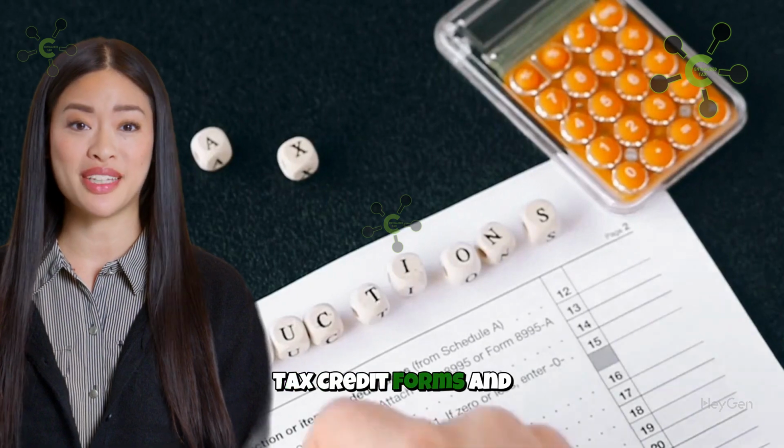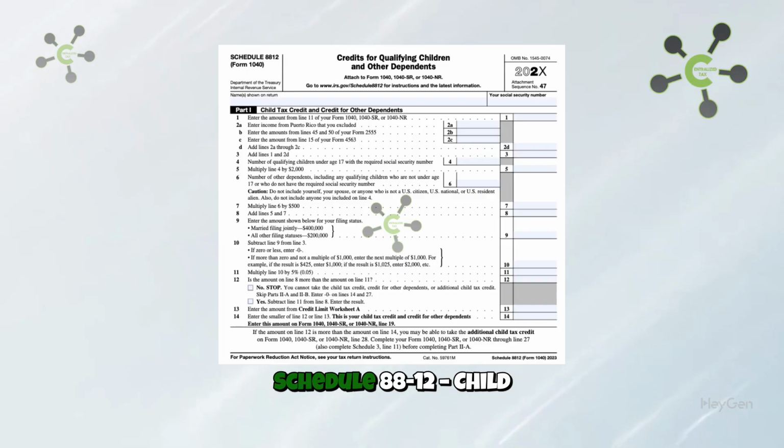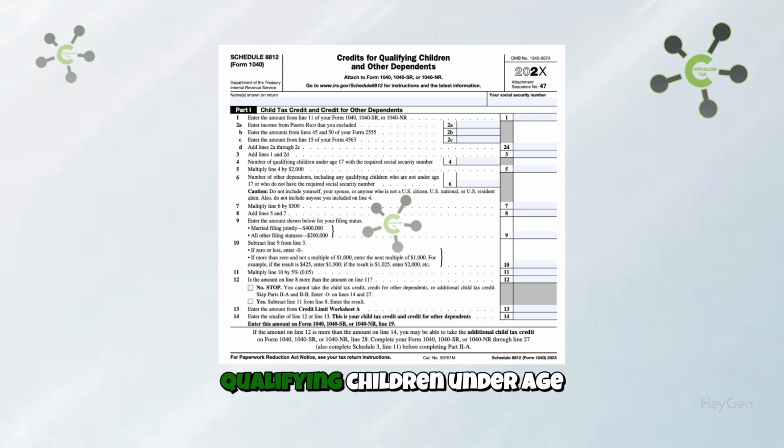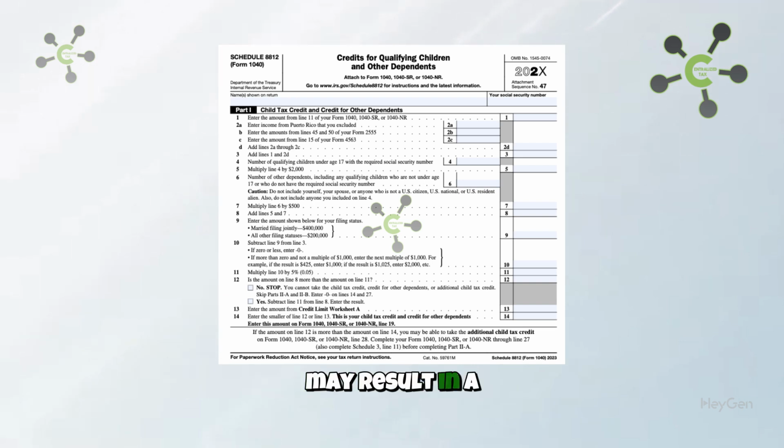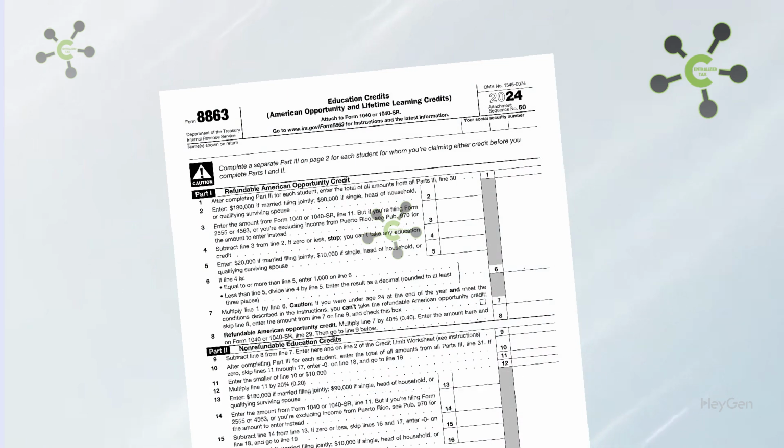Tax credit forms and their uses. Schedule 8812, Child Tax Credit, used to claim the child tax credit for qualifying children under age 17. It includes a refundable portion called the Additional Child Tax Credit, which may result in a refund even if no tax is owed.